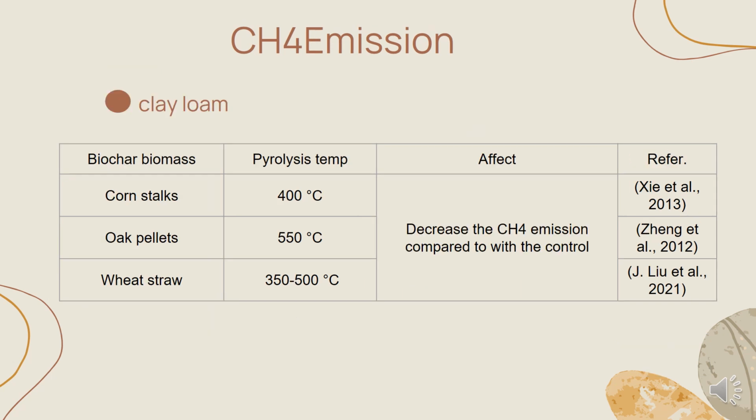The studies in clay loam soil show a decrease in the methane emissions by using different biochar biomass under different pyrolysis temperatures. And from the results of the methane emissions, overall we can see that the methane emissions after applying biochars decreased. And to explain that, let's move to the next slide.